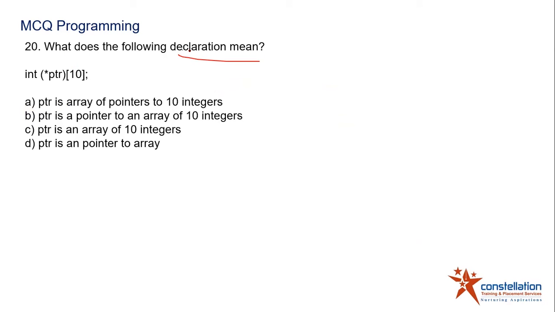What does the following declaration mean? So here we have int (*ptr)[10]. Now here people sometimes end up answering this: ptr is an array of pointers to 10 integers.